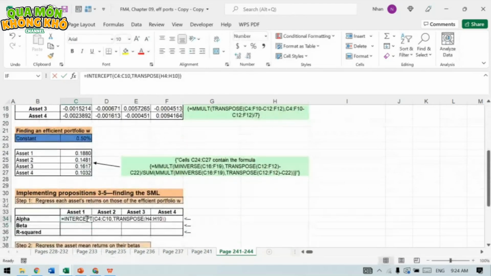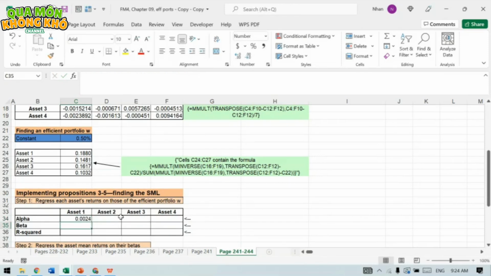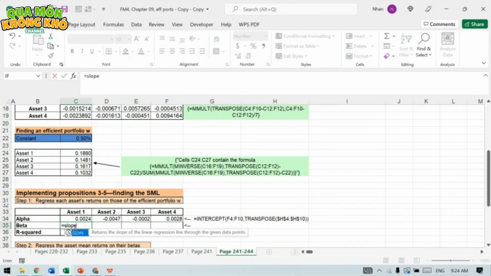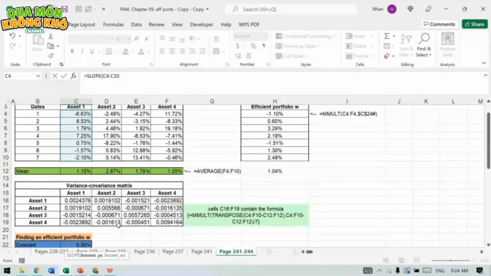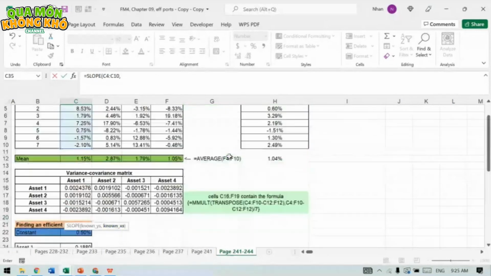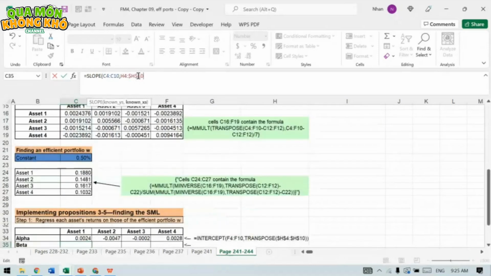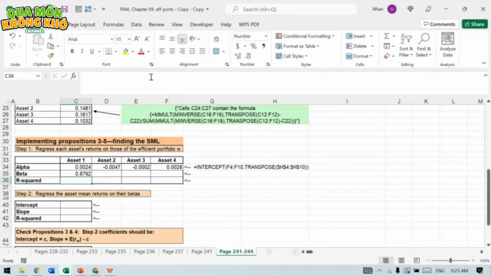Yeah. Because here it is constant, it's not changed. So we'll fix it and then drag it over. And for the beta, I will use the slope. Do the same here. And then the efficient portfolio and fit this first. And drag it over.